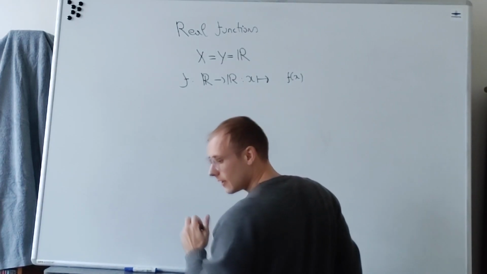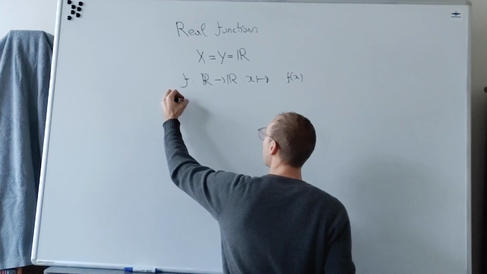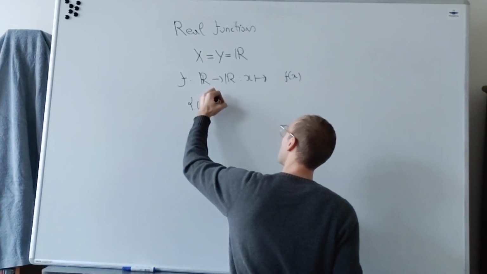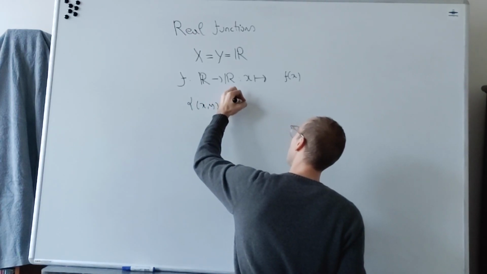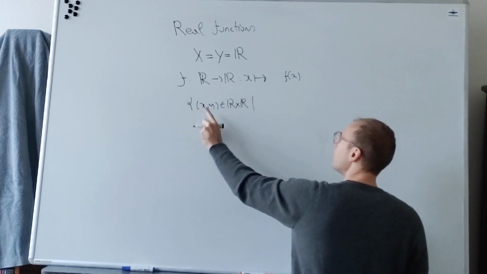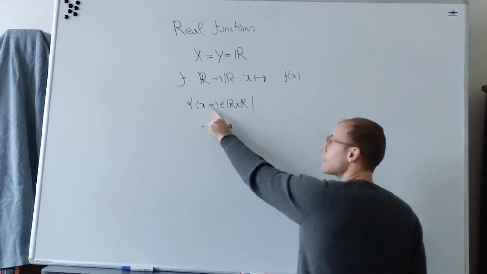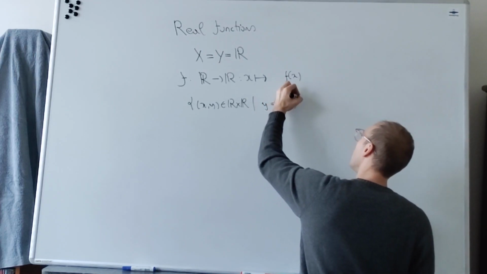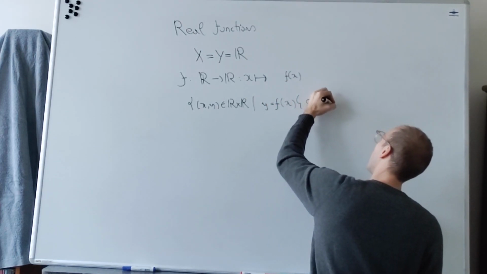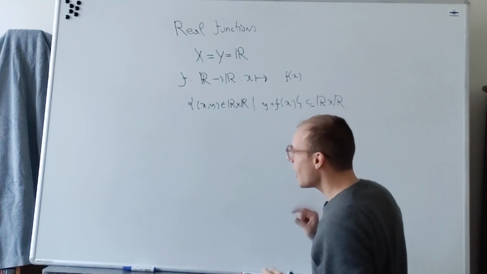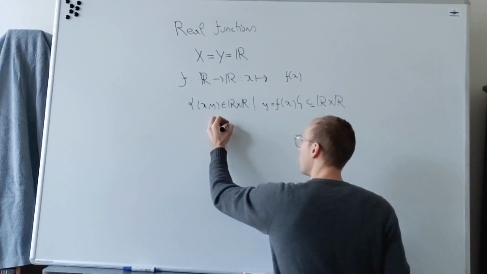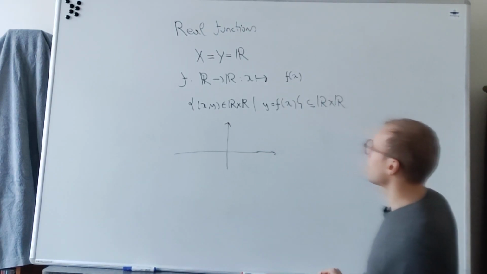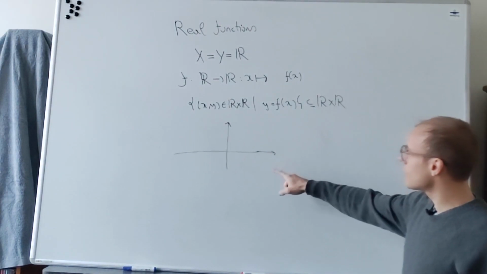Well, just as a reminder, this function here is really like a subset. So all tuples in the product R times R, for which there is a relation between the x and the y, namely that y equals f of x. So this is indeed a subset of R times R. And well, R times R, we've already seen this. We can represent this in a coordinate system with an x-axis and a y-axis.